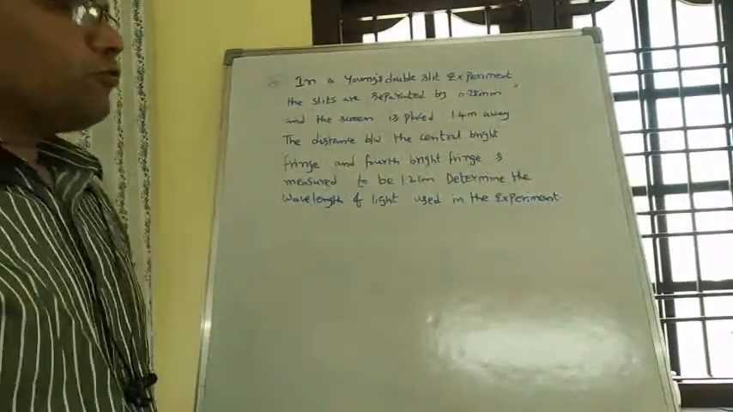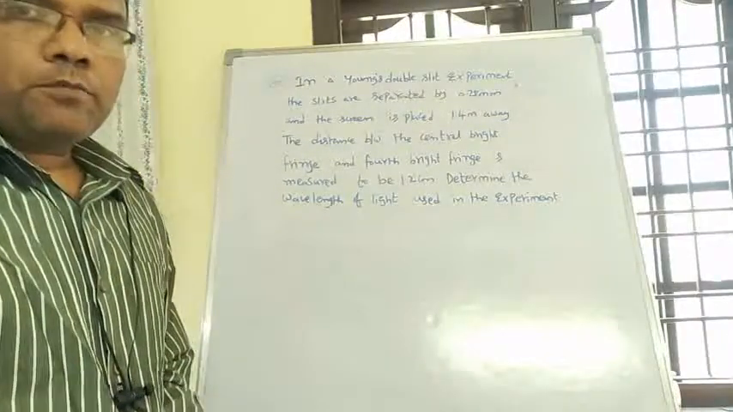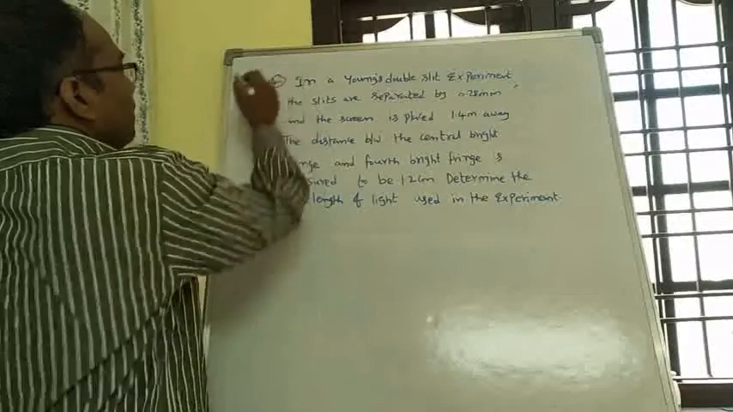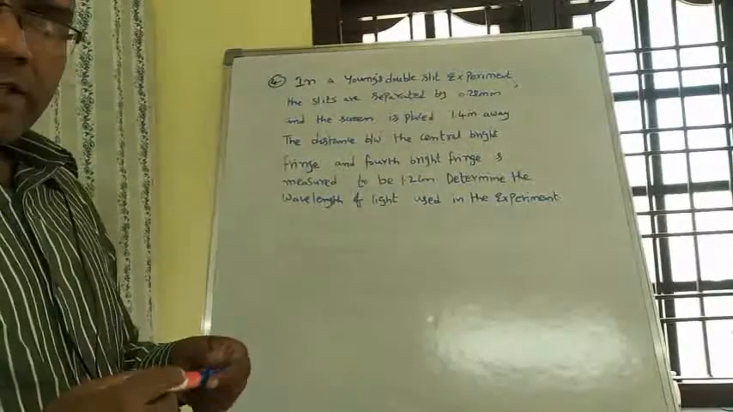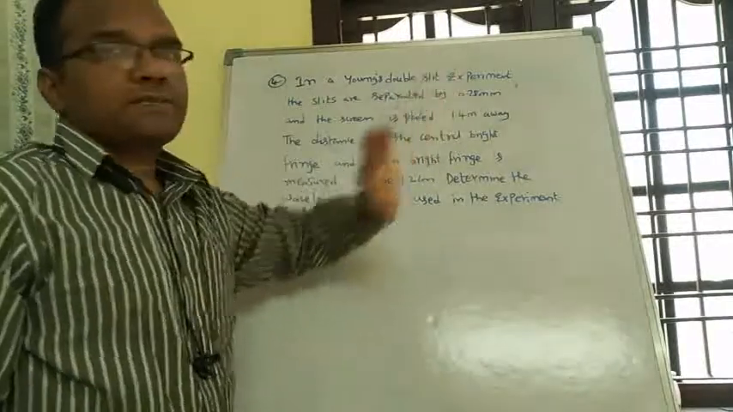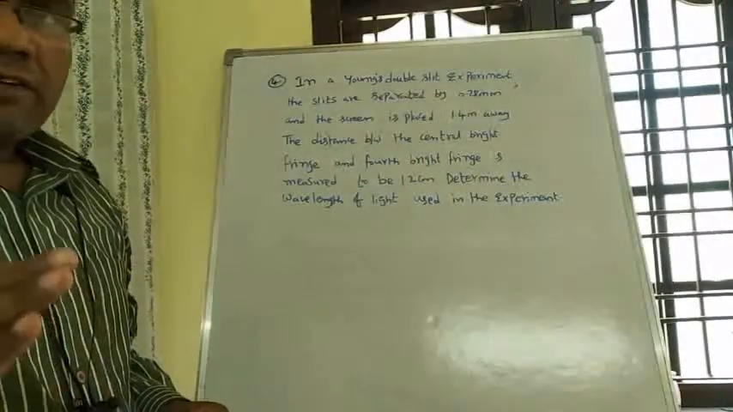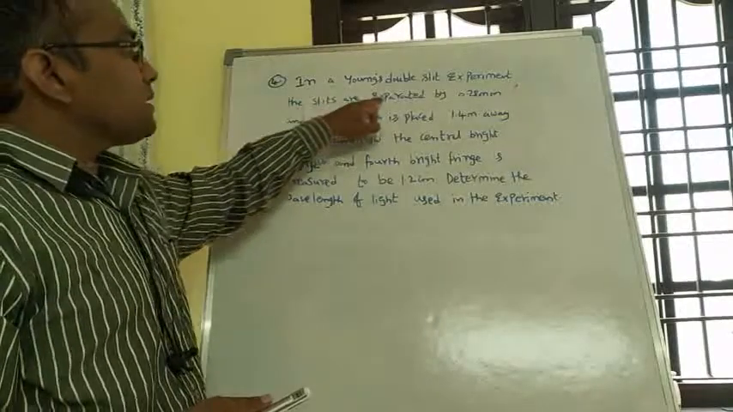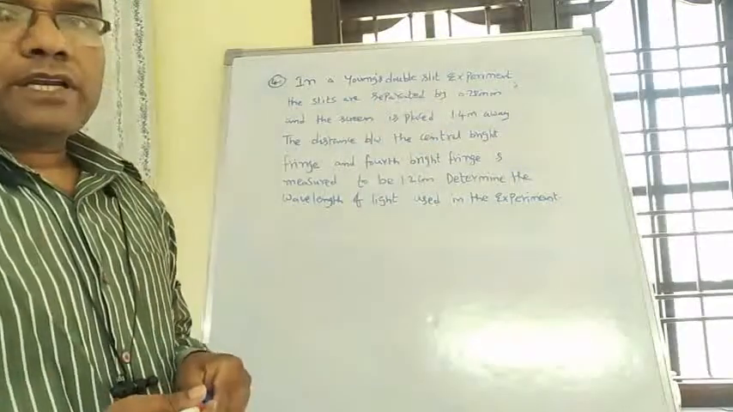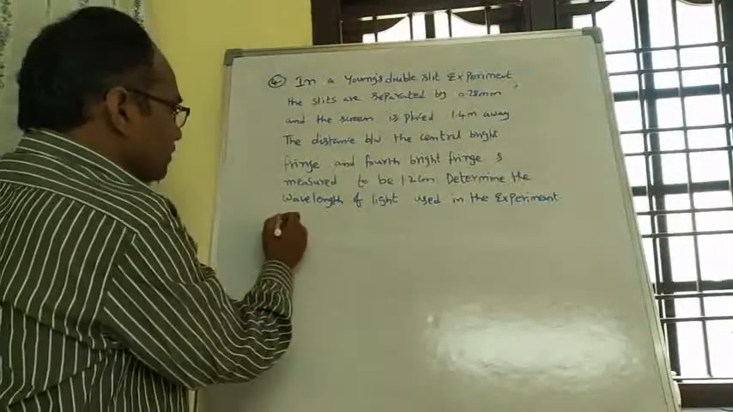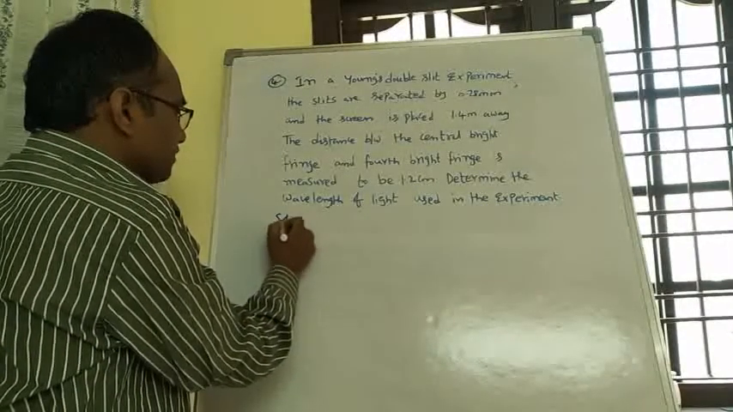Now, this is the fourth problem. Very important problem. This type of problems will be coming in the exam. So here, in Young's double slit experiment, we had studied the theory, YDSE. The slits are separated by 0.28 millimeter. So here, how is the figure we have to see?